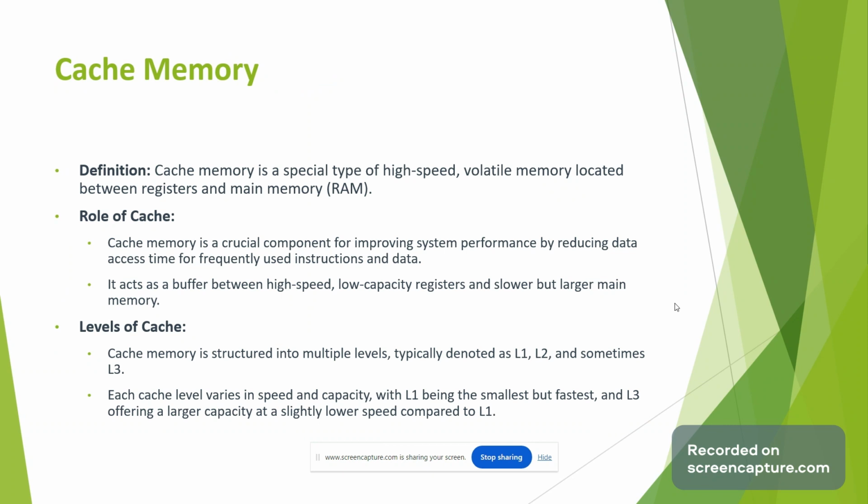Cache memory is a crucial component for improving system performance by reducing data access time for frequently used instructions and data. It acts as a buffer between high-speed, low-capacity registers and slower but larger main memory. Levels of cache. Cache memory is structured into multiple levels, typically denoted as L1, L2, and L3. Each cache level varies in speed and capacity, with L1 being the smallest but fastest, and L3 offering larger capacity at slightly slower speed compared to L1.